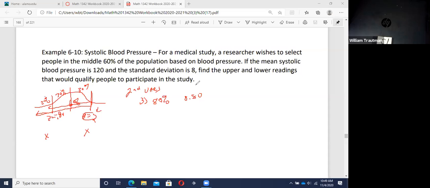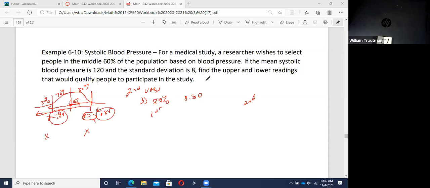You get a positive because it's symmetrical. You get a positive 0.84. So the right side is 0.84. The left side is negative 0.84. So we found both Z values. Now we have to find the X values for them. So here's the first one, and here's the second one.